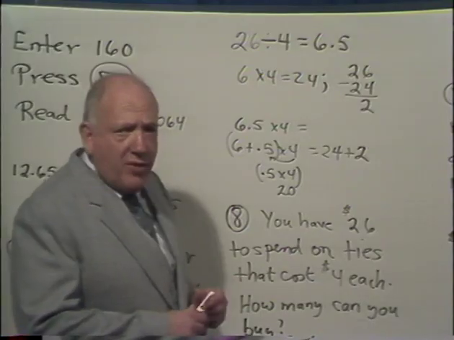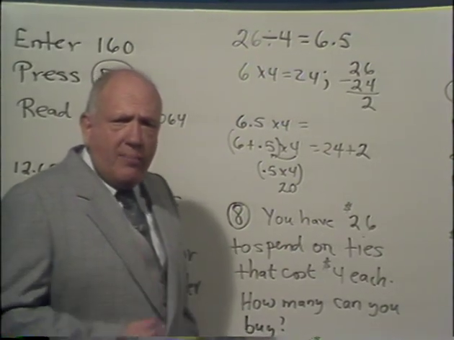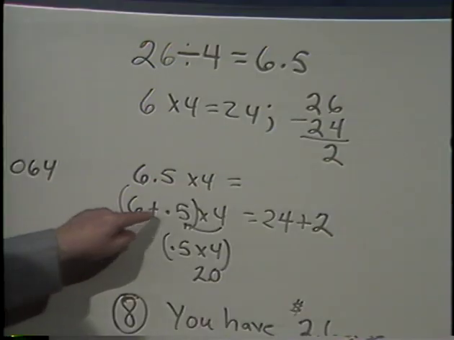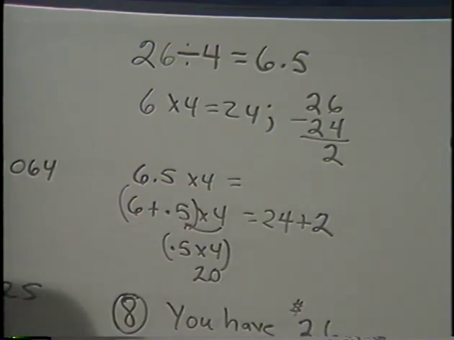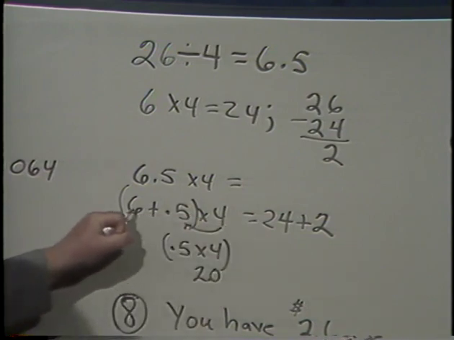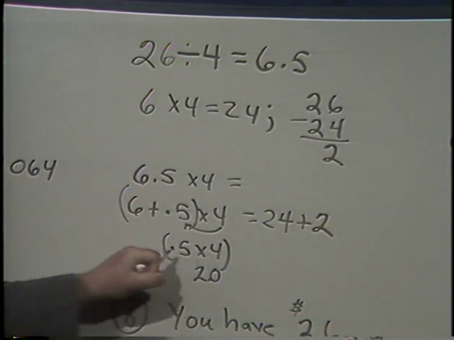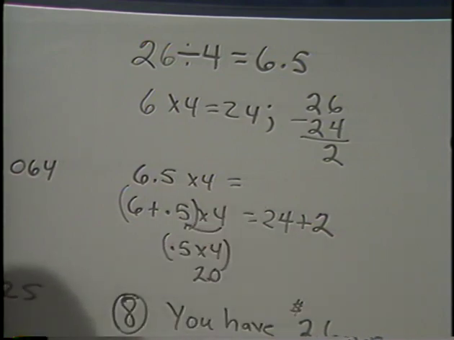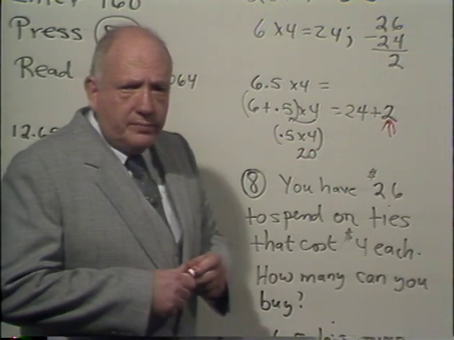See, that 0.5 is not the remainder. It's the fractional part of 4 that's left over. In other words, 6.5 means 6 plus 0.5. By the distributive property, the 4 has to multiply the 6. That's where you get the 24 from. Then the 4 has to multiply the 0.5. 0.5 times 4 is 20. Move the decimal point one place. There's your 2. And that gives you 24 plus 2. And that's your remainder. Okay?